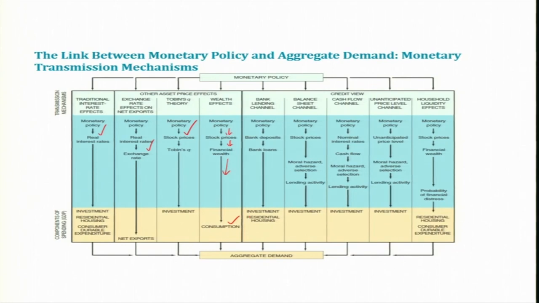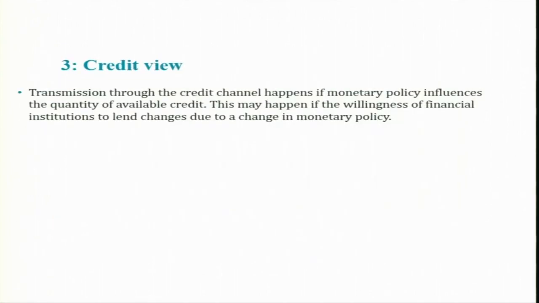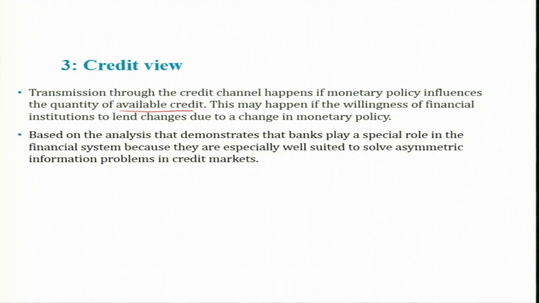So, let us use this framework to further explain the remaining monetary transmission mechanisms under discussion. Here another channel is called the credit view. Credit view means the transmission through the credit channel happens if monetary policy influences the quantity available for credit. This may happen if the willingness of financial institutions to lend changes due to a change in monetary policy. Analysis demonstrates that banks play a special role in the financial system because they are especially well suited to solve asymmetric information problems in the credit markets. We have discussed this issue in detail: banks have expertise in addressing the asymmetric information problem.